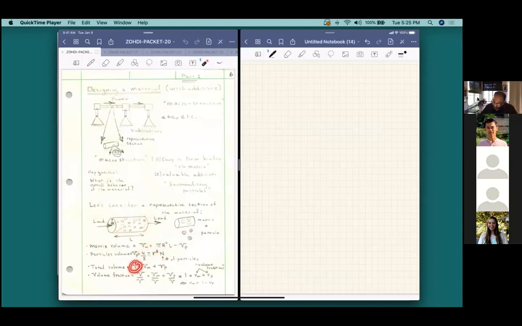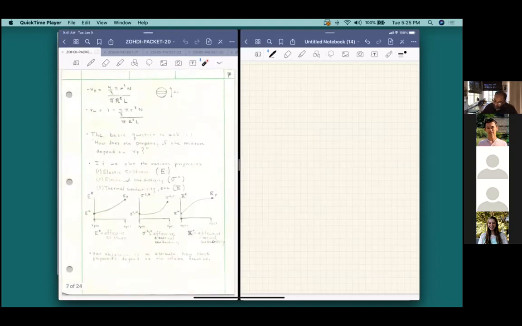The total volume V is given by the volume of the matrix plus the volume of the particles. Therefore, if we divide by the volume on both sides, as we did last week in class, we get the relationship that simply says 1 is equal to the volume fraction of the matrix plus the volume fraction of the particles. The volume fraction of the particles is given by each one of the individual particles divided by the total volume, and there are n of those inside. The volume fraction of the matrix is just going to be 1 minus that quantity, which gives us the volume fraction of the matrix.